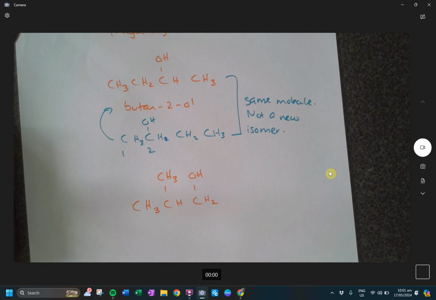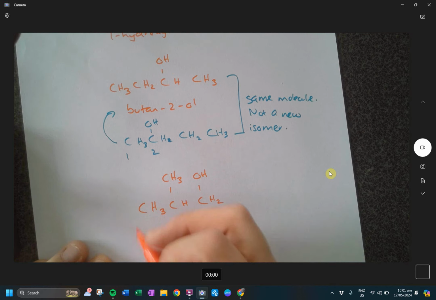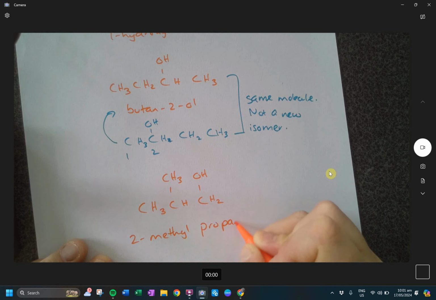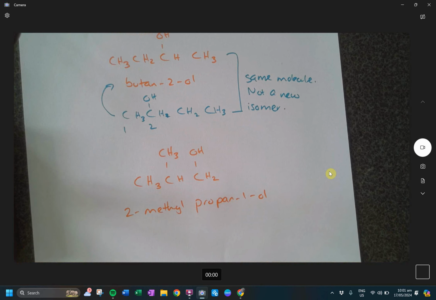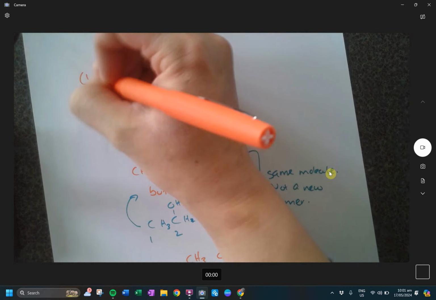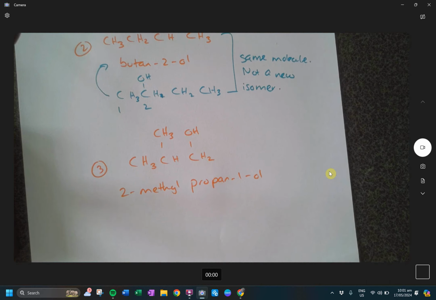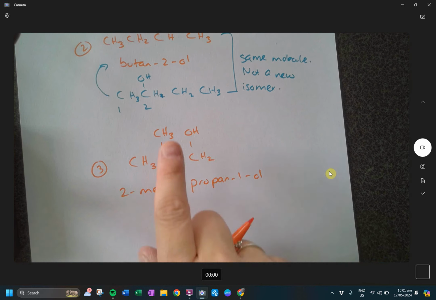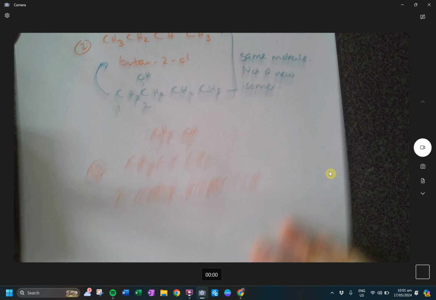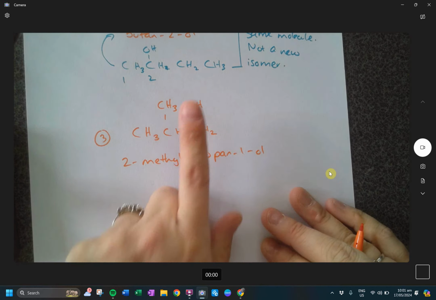Cool. And then when I go to name this, I number it with preference to the functional group, so it's still on carbon number 1. The methyl is on carbon number 2, so I go 2-methylpropan-1-ol. Agreed? All right. So right now I have 1, 2, 3, and I said there was 4. The 4th one is, I can't move the methyl because then it's going to go back into these 2 guys, but I can move the alcohol.